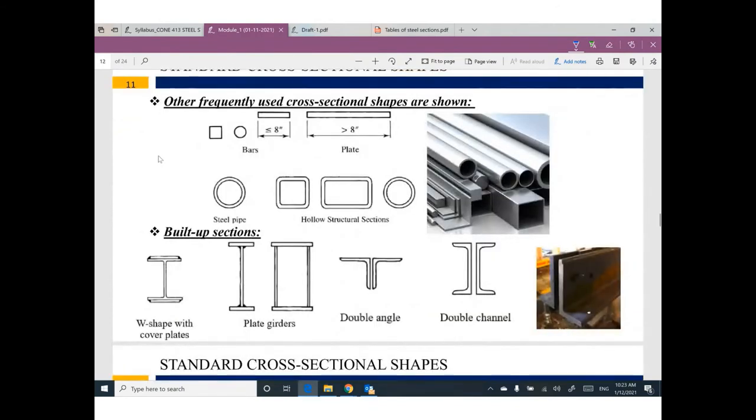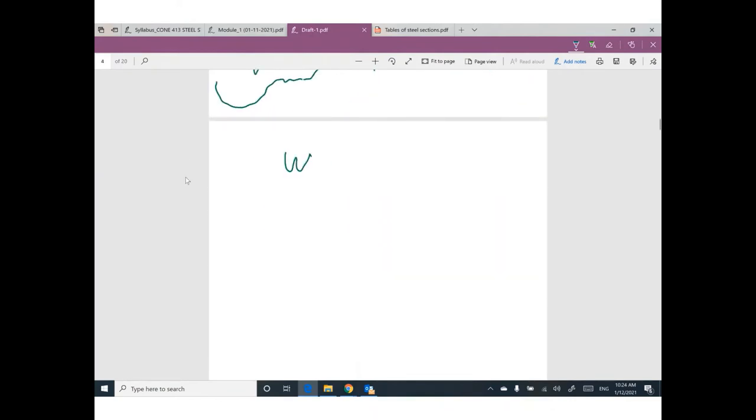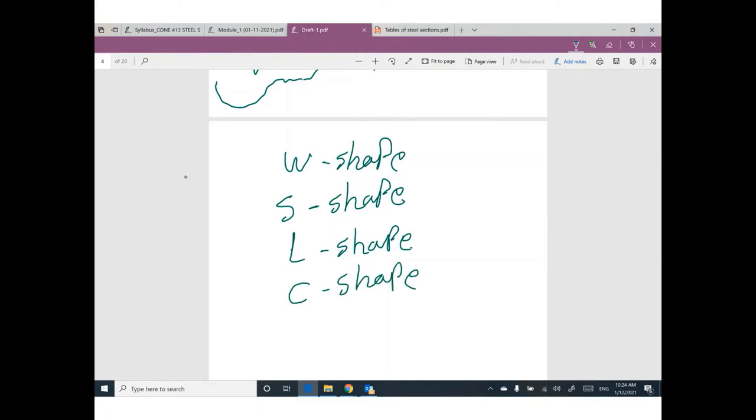Sometimes we have different shapes like pipe, like hollow sections, like bars, or sometimes we have built up sections. Built up means we have an angle and another angle connected together, or a channel and another channel connected together. We have steel plates connected together to build something called built up sections. Can you see here? We have an angle, we have another angle connected together by something here. We can construct a new section, which you call built up section. So guys, please keep in your mind, we have different names: W shape, S shape, L shape, C shape, WT shape.